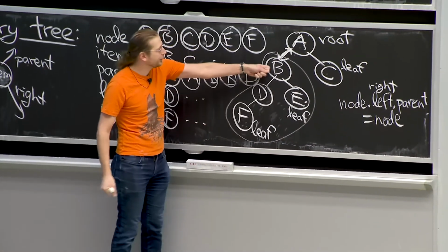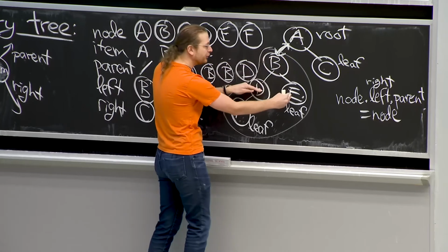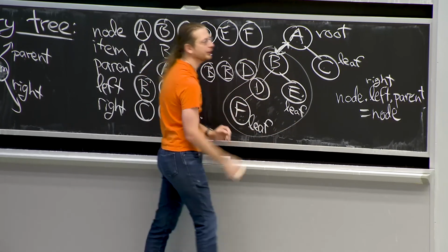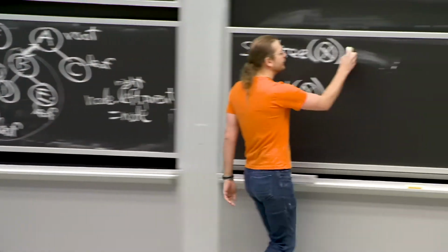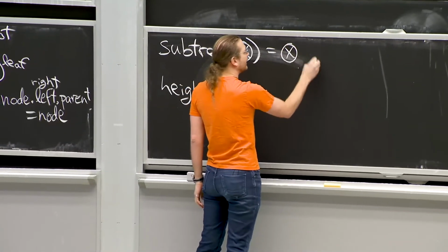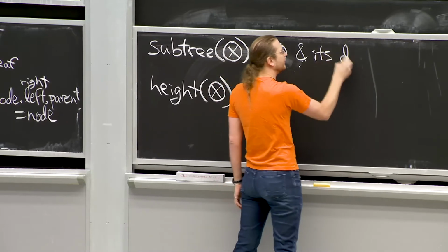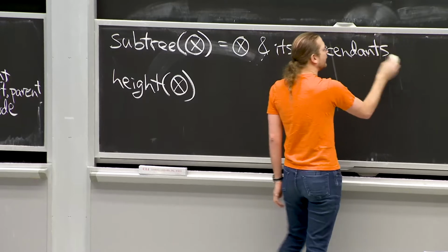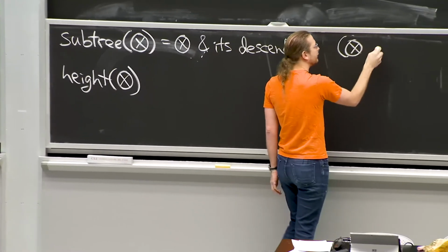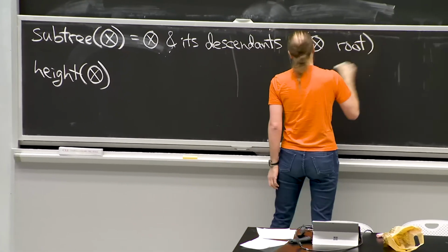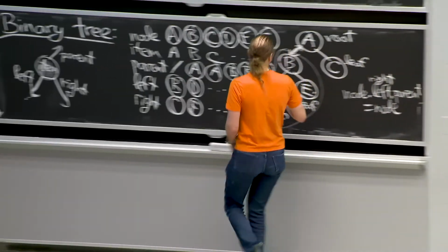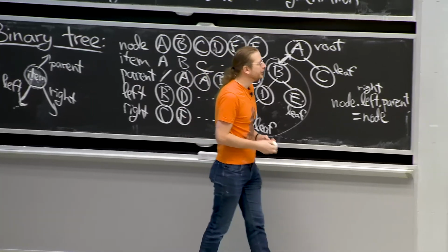Descendants are also useful. So the descendants of B are all of its children and all of its grandchildren and all the way down, but just within the subtree. So the subtree of X consists of X and its descendants. And we think of X being the root of that subtree. So we're kind of forgetting about everything outside of the subtree when we talk about the subtree of X.